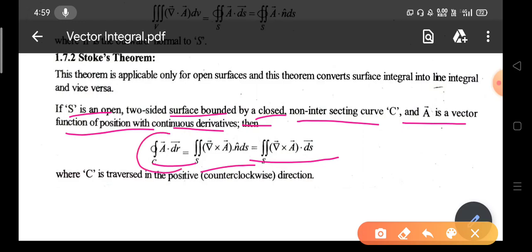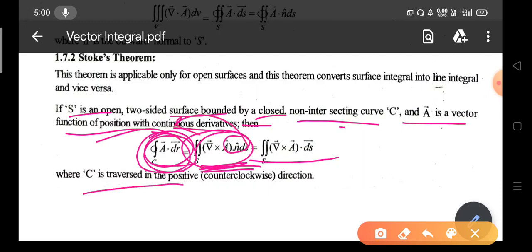So S is an open two-sided surface bounded by a closed contour or closed curve, then if you take the line integral of A, it will be equal to the open surface integral, that is, the surface integral of curl of A dot n cap ds. So this is the conversion of ds to dr.